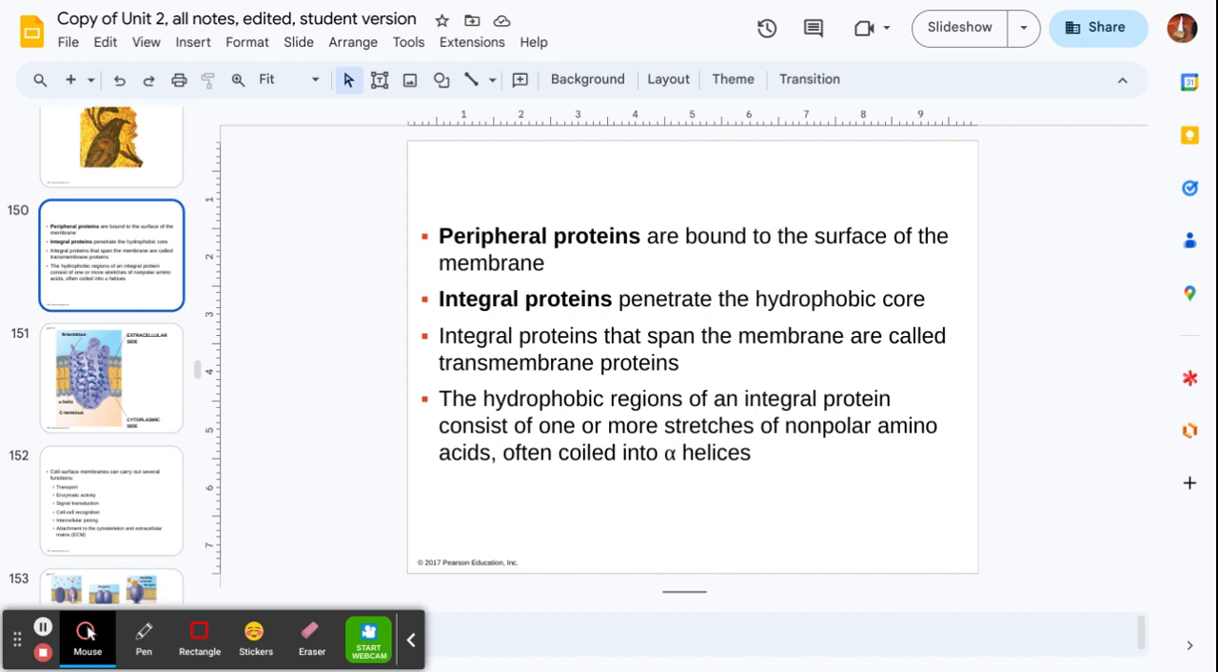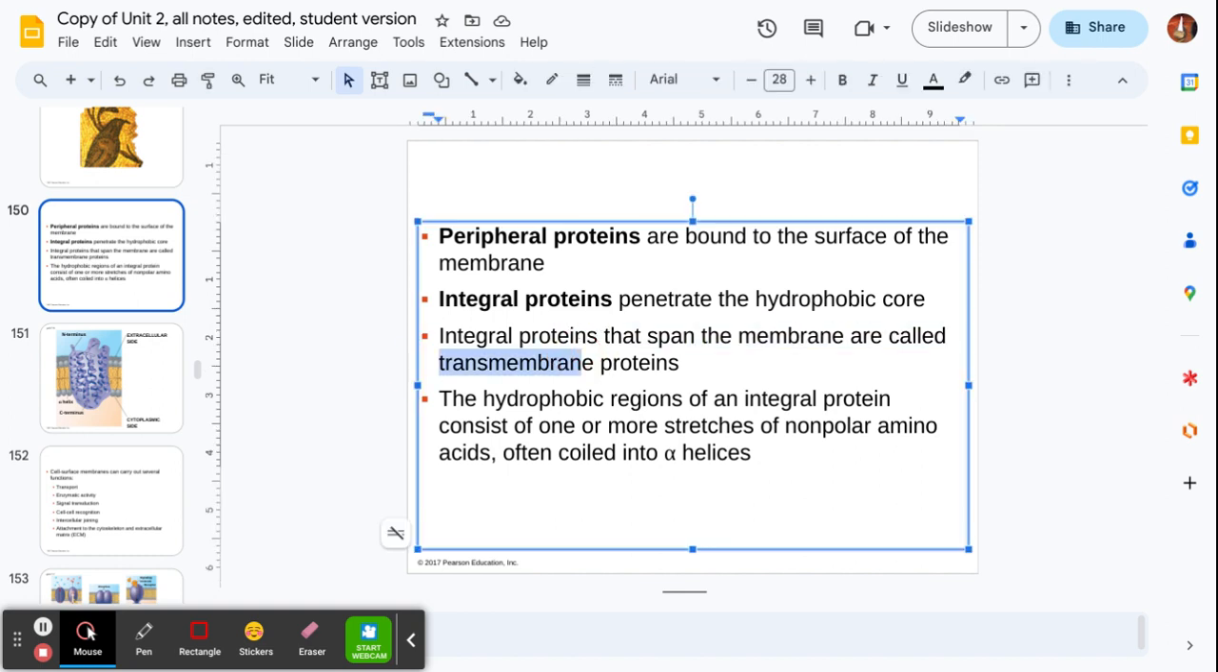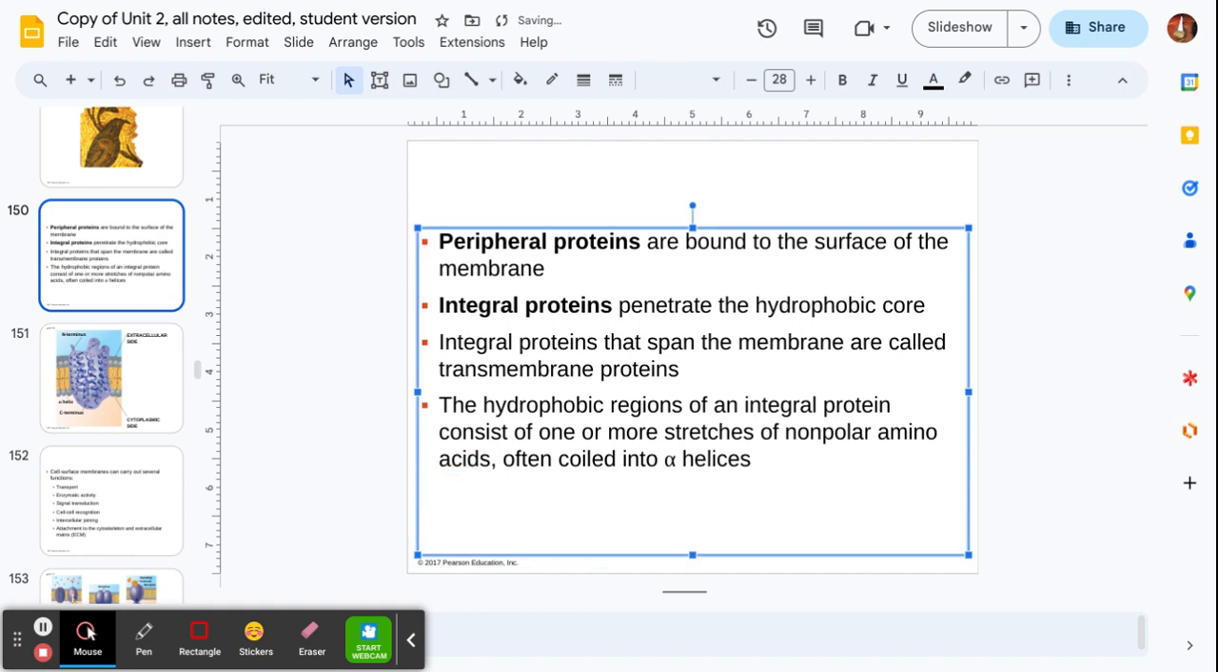There are also proteins that are called transmembrane proteins. And these transmembrane proteins go through or span the entire length of the membrane. And in that case, you're going to have proteins that have both. They have to have some areas that are hydrophilic, interacting with the water, and some that are hydrophobic and interacting with the tails and the inside of the cell membrane.